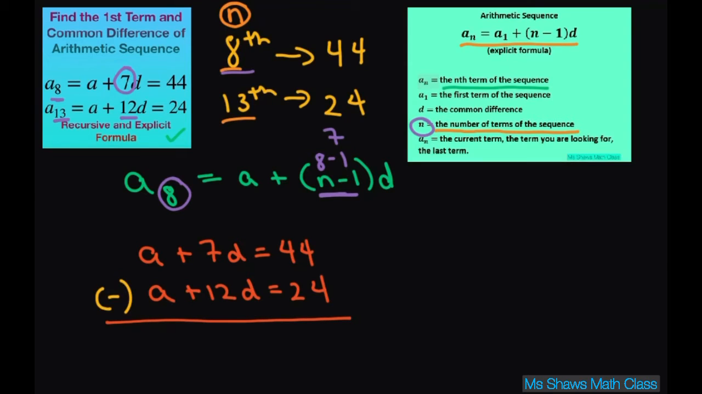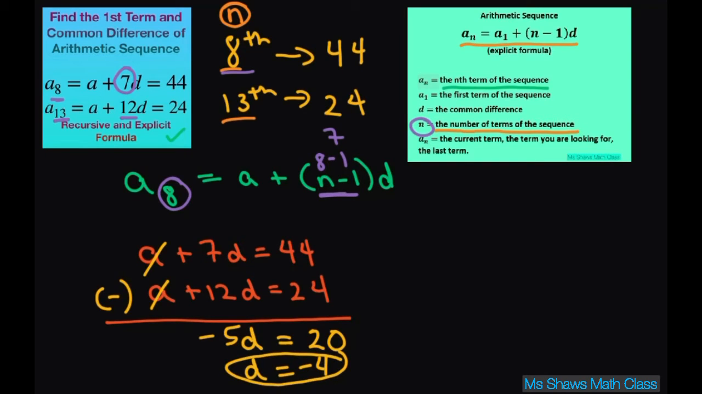Eliminate the a: a minus a is 0. 7d minus 12d is negative 5d. And 44 minus 24 is 20. Divide both sides by negative 5, so d is negative 4. And just like with other linear equations, we're going to plug that negative 4 in using substitution.